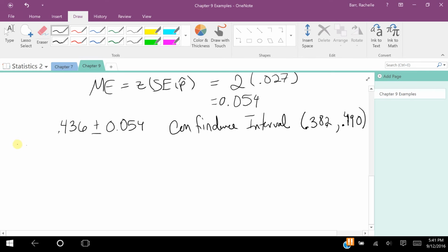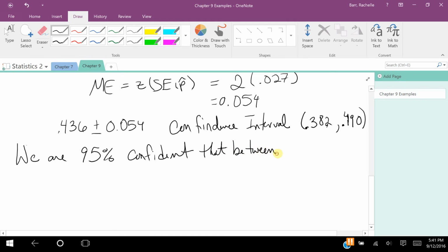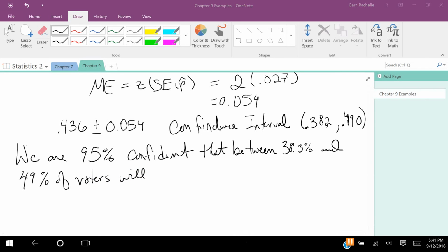So just so I write this down, we are 95% confident. I should type this. That between 38.3% and 49% of voters will vote yes on the upcoming budget. Oops. Sorry about my big sigh.